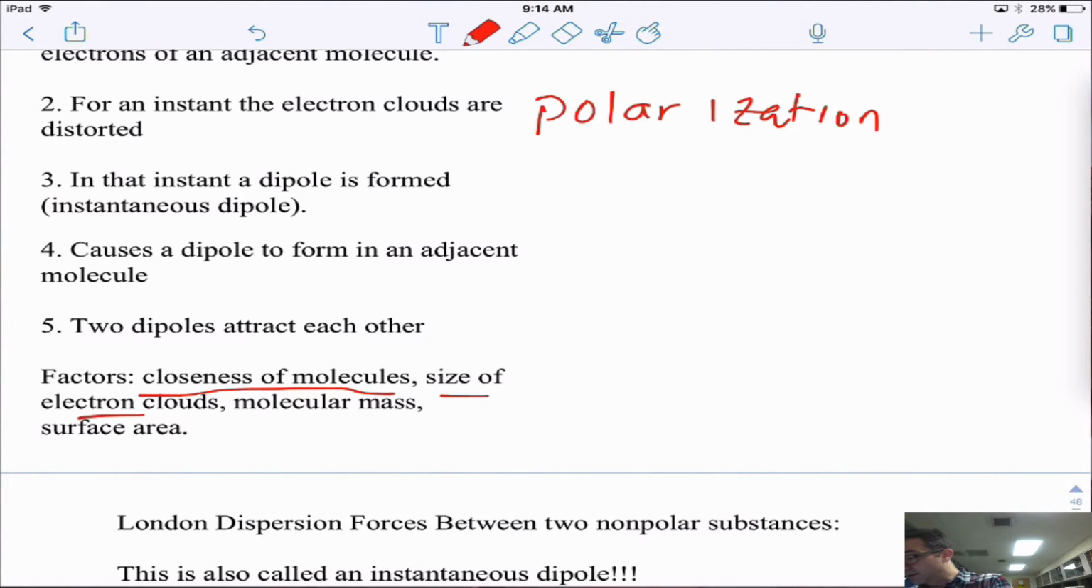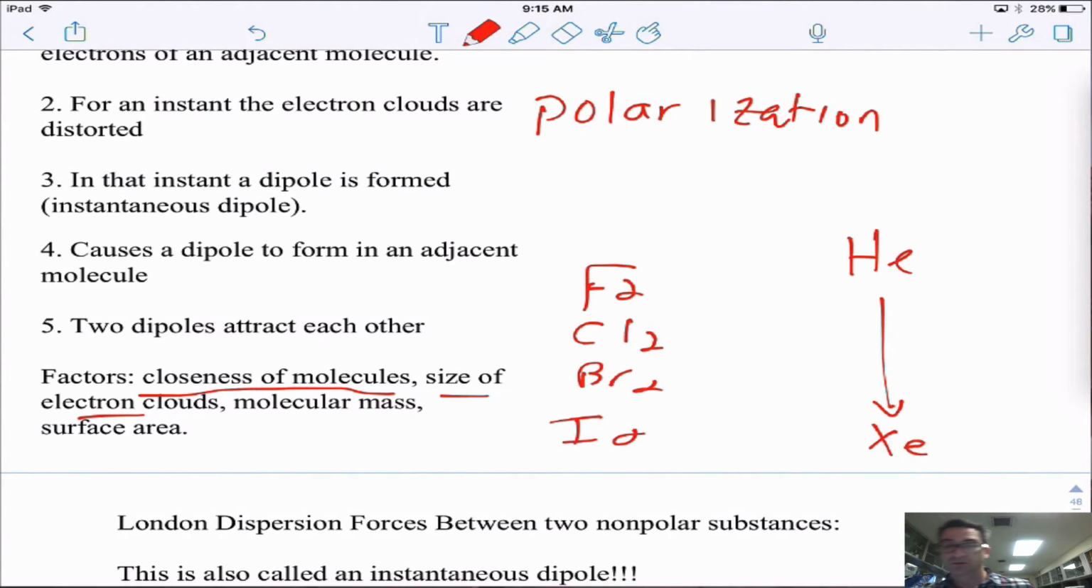For example, if I were to look at F2, Cl2, Br2, and I2, I would see that F2 has the weakest forces. It's the smallest. It has the least attraction to other F2s. It has the least chance of being polarized. They call it the least polarizability. Take a guess: if you were to go from helium down to xenon, what do you think would be the molecule with the strongest forces? What about the atom with the highest boiling point? Let's talk about that tomorrow.